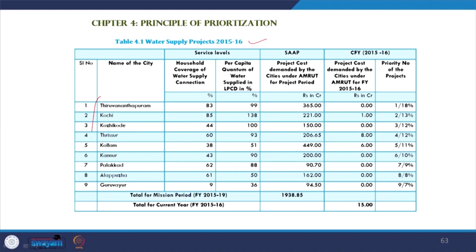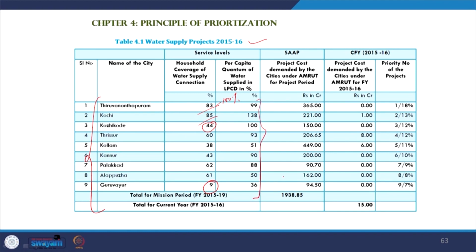Here all the names of the cities are given, and then they look at the service level. Their service level target has to be 100%. So we see they identify the household coverage of water supply connections. The status was 83 and 85, 44 we see here, and Guruvayur as low as 9%.